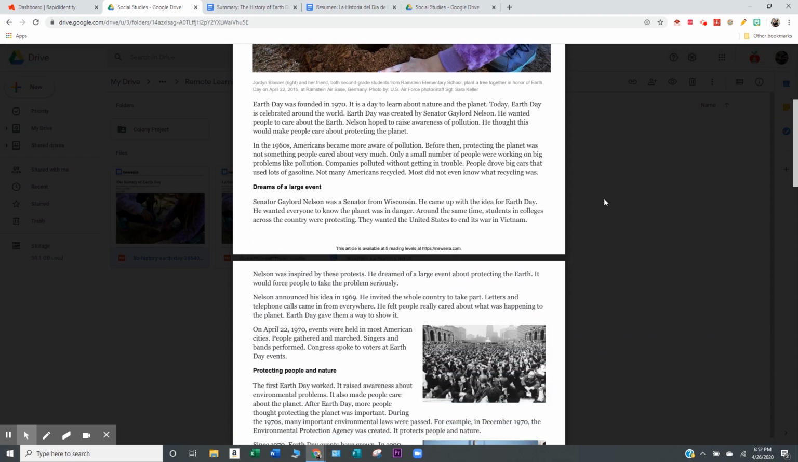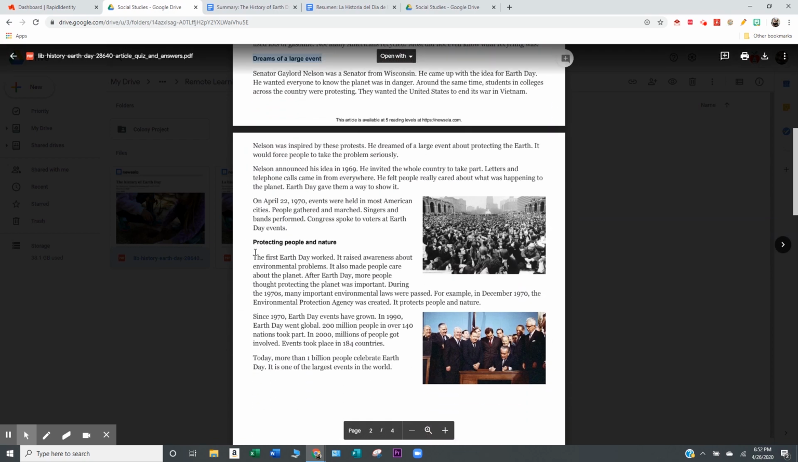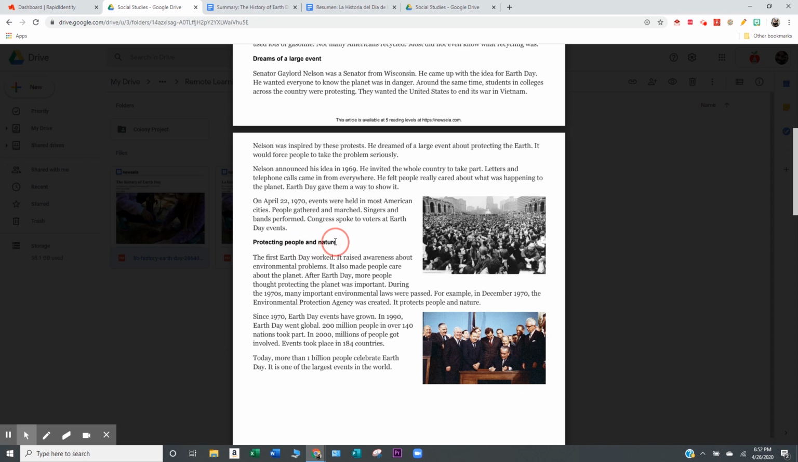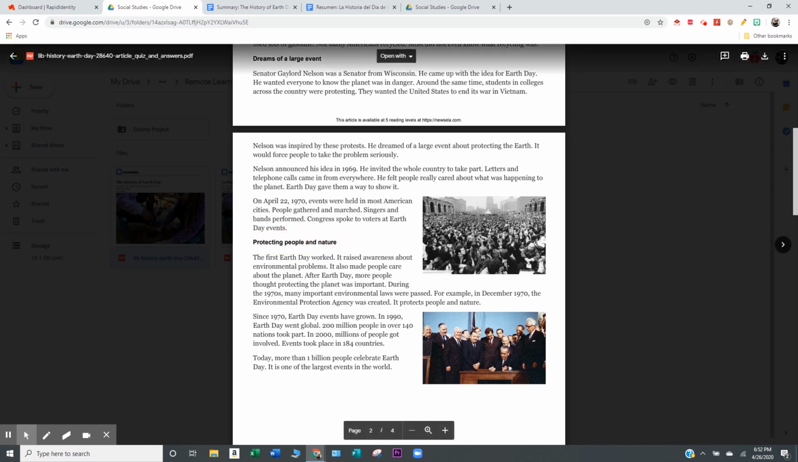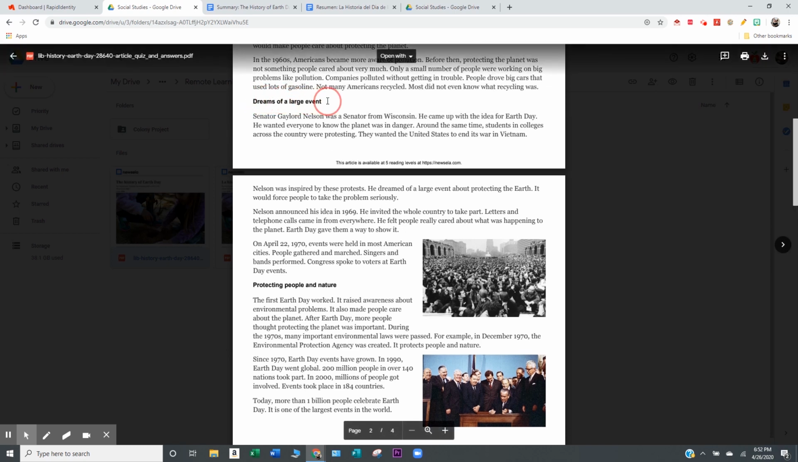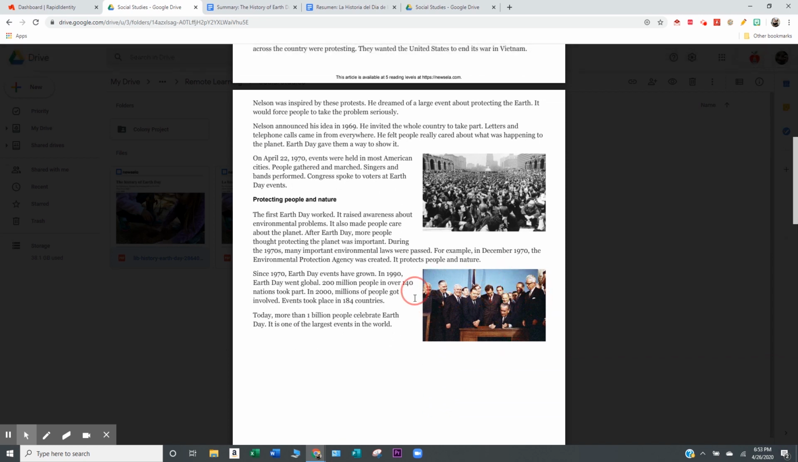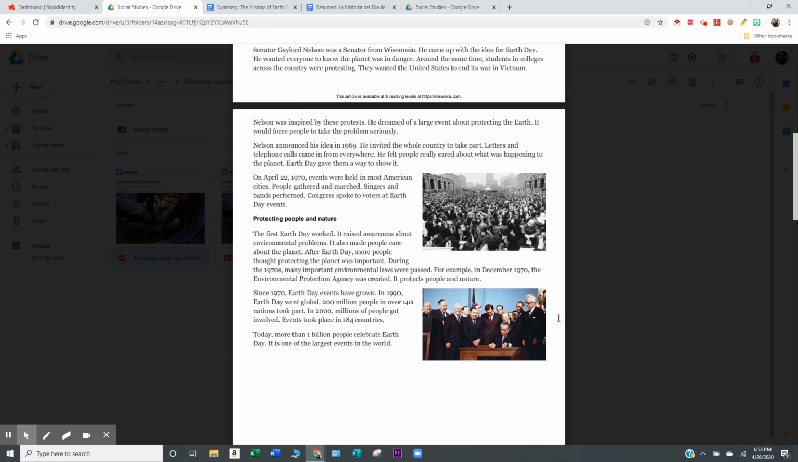And then I'll look down here. The first subheading I come to is Dreams of a Larger Event. So somewhere in the history, somebody dreamt about a huge event having to do with Earth Day. And then this section here says protecting people and nature. So we know that Earth Day has something to do with protecting people and nature. This is a picture of a large crowd. I assume it goes with this large event dream. And then I see here, it looks like some elected officials signing something into law. So that's what I'm assuming is happening.